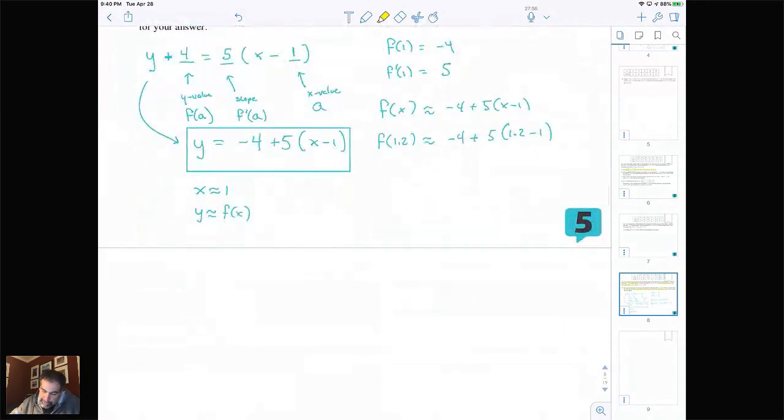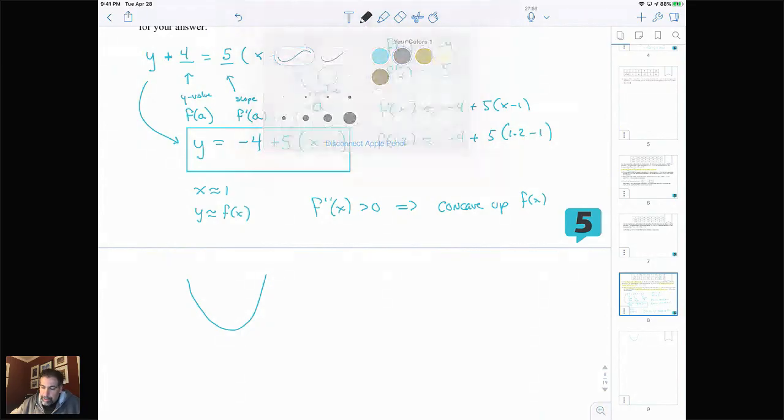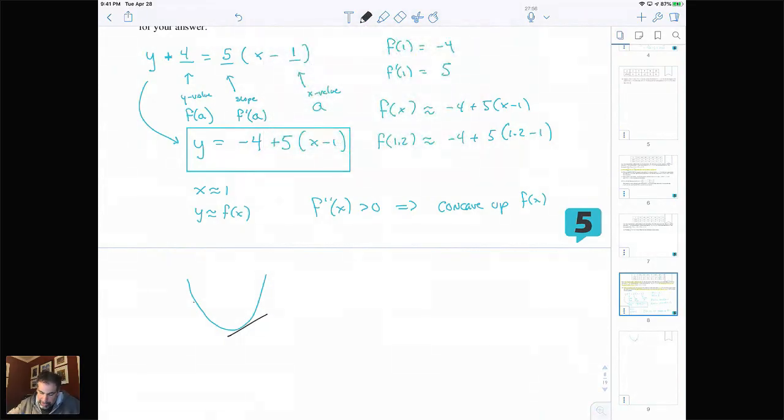So if f double prime is always greater than 0, that means we have a concave up shape. And if our function is concave up, it is drawn like this, okay? That is the concave up shape. Now, wherever you go on that concave up shape, and you can go anywhere you want, when you draw a tangent line, it doesn't matter where you draw it, the tangent line is always below it. So here's a fact that you need to make sure you understand, that tangent lines lie below concave up functions.